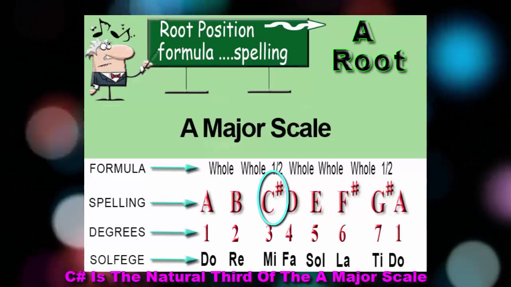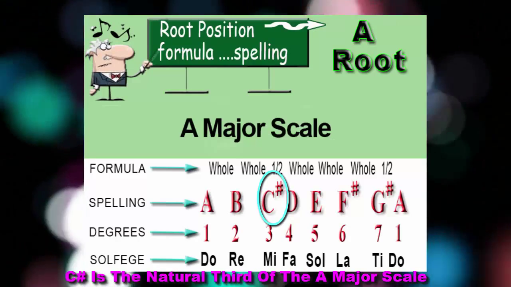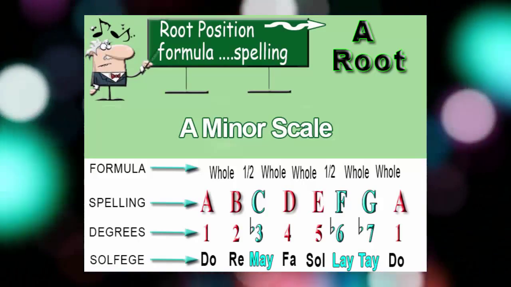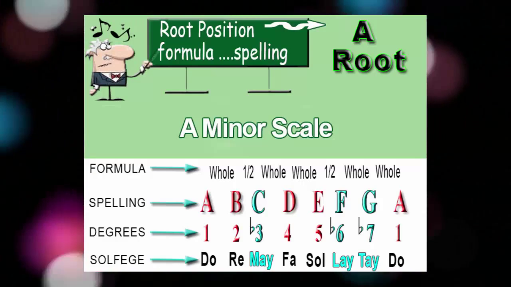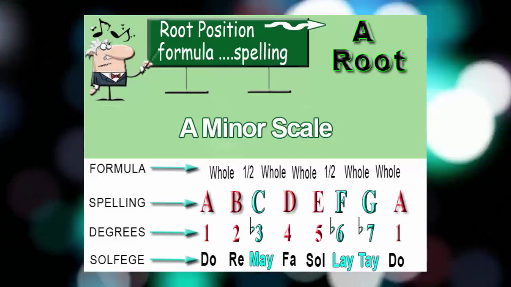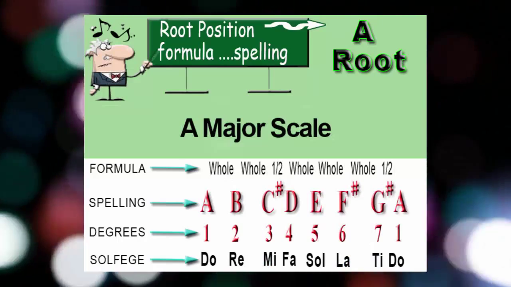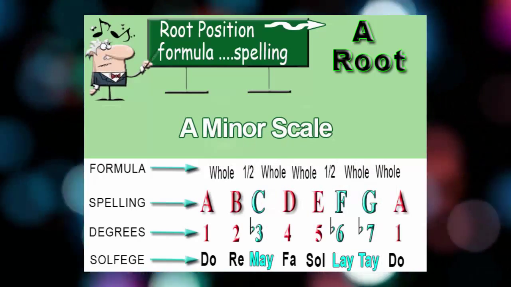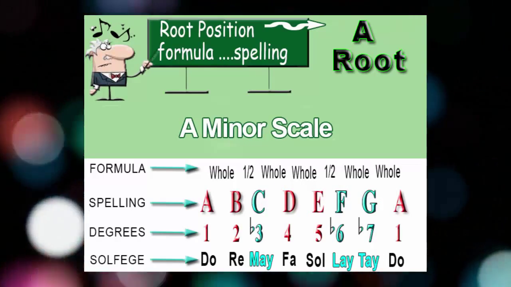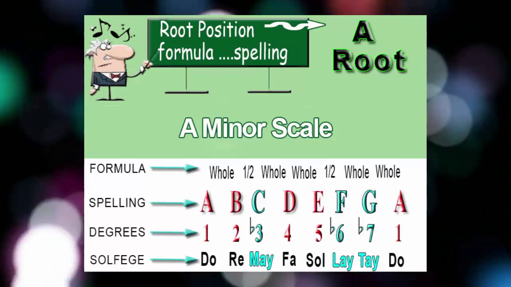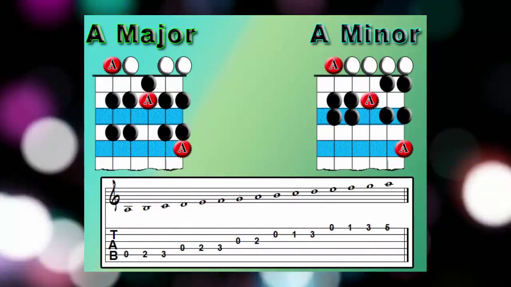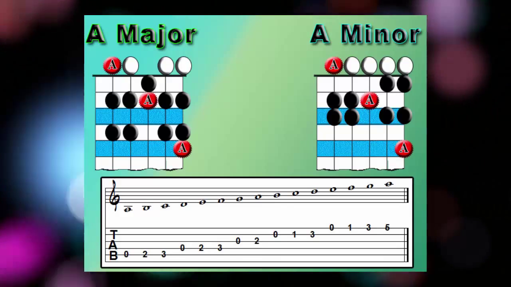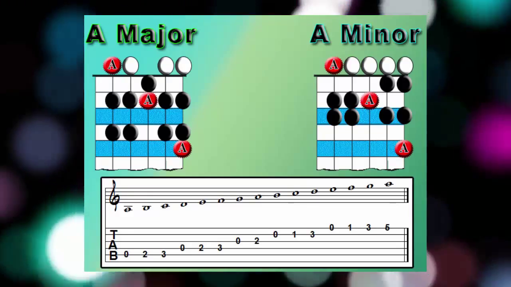If we lower by 1/2 step our degrees 3, 6, and 7, we are converting that A major scale into an A minor scale. Take a second to read these spellings and formulas. Here is what the A minor scale looks like next to the A major scale, one you probably already know. This scale pattern contains 2 octaves, and with a little practice should be quite easy for you to learn.